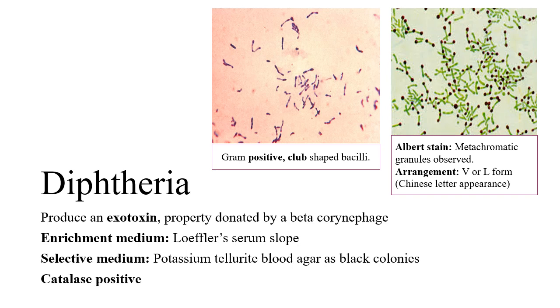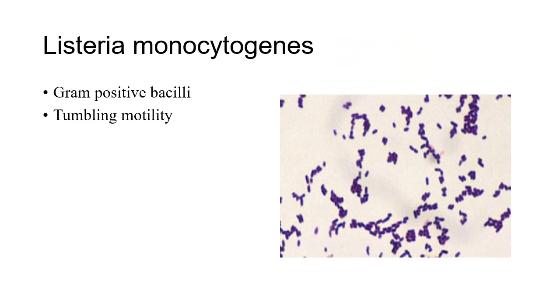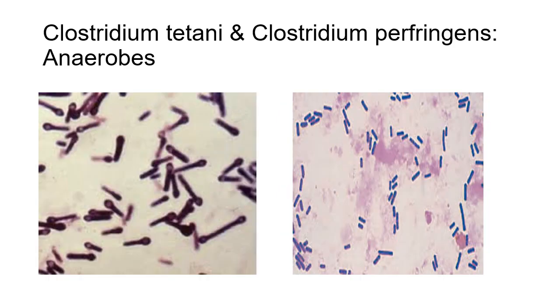It produces an exotoxin, which is a property donated by beta corynephage. Enrichment medium used is Loeffler's serum slope. Selective medium is potassium tellurite blood agar, where the colonies grow as black colonies. It is catalase positive. Listeria monocytogenes has the ability to cause food poisoning, also the ability to cause meningitis. It is a gram-positive bacilli, and it has a tumbling motility which helps in identifying this bacteria.